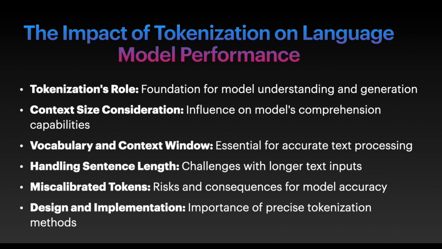Challenges and considerations. Handling long sentences. Models can struggle to maintain coherence and focus over very long stretches of text. Tokenization techniques must be able to gracefully handle varying sentence lengths to help the model process the information effectively. The risk of misinterpretation. Poorly defined tokens or tokens that don't align with linguistic patterns can introduce errors. This can lead to hallucinations and factually incorrect responses from the model.